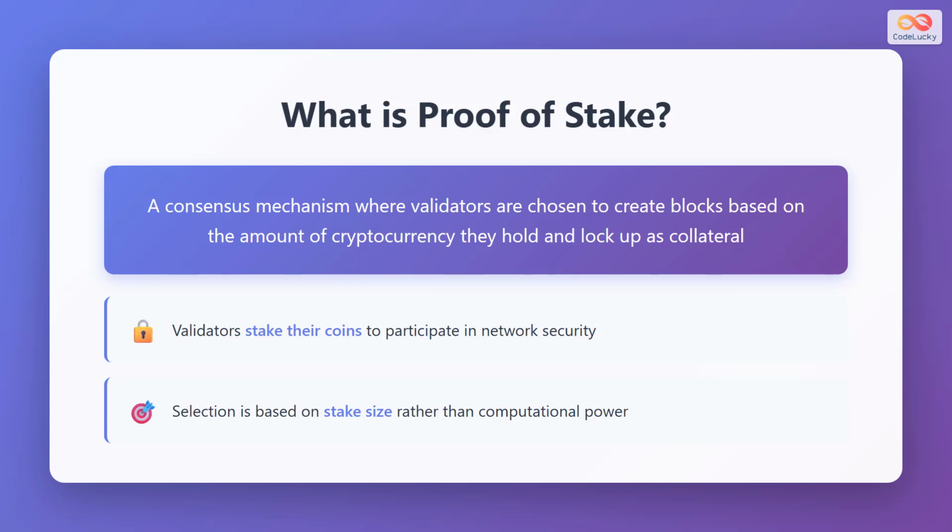Proof of stake is a consensus mechanism where validators are chosen to create new blocks based on the amount of cryptocurrency they hold and lock up as collateral. Unlike traditional mining, validators stake their coins to participate in network security. The selection process is based on stake size rather than computational power, which fundamentally changes how blockchain networks operate. This approach ensures that those with a financial stake in the network are the ones responsible for maintaining its integrity.